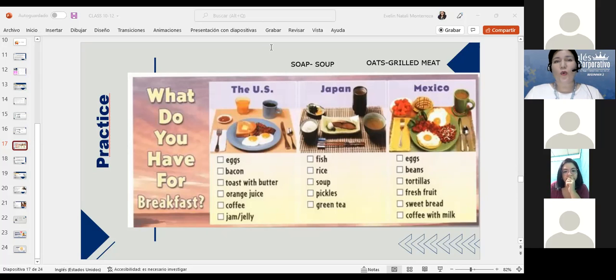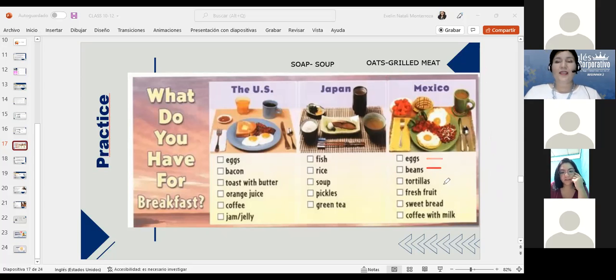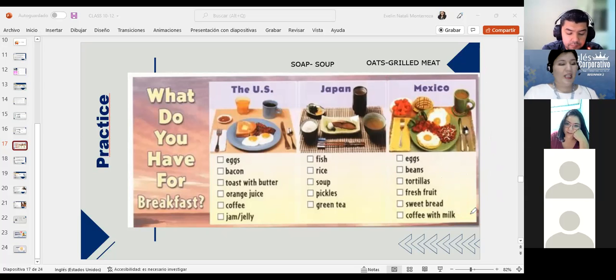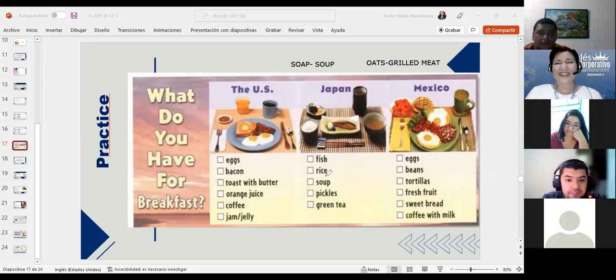And in Mexico, what do people eat in Mexico for breakfast? Eggs. Beans. Tortillas. Fresh fruit. Sweet bread, coffee with milk. What is one thing from all these lists that you wouldn't eat for breakfast? Something that you would never eat for breakfast. Soup, fish. What about the pickles? Very delicious.